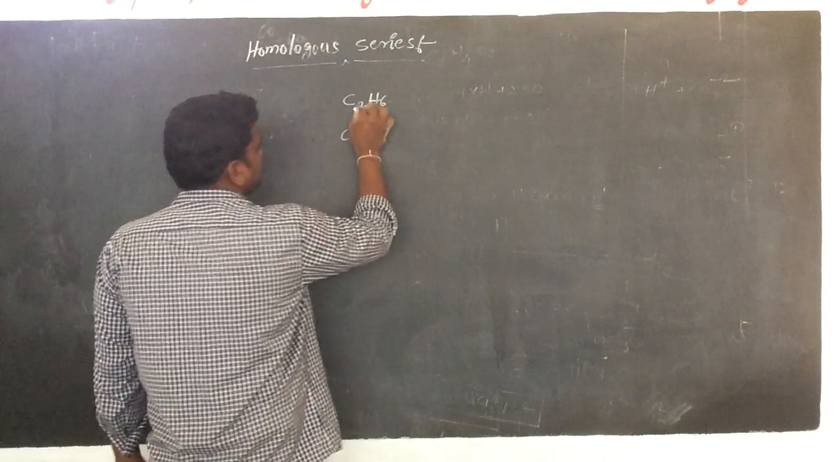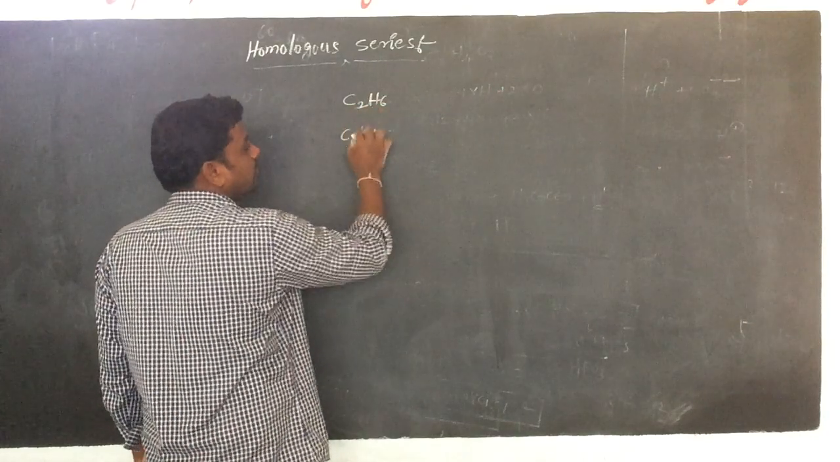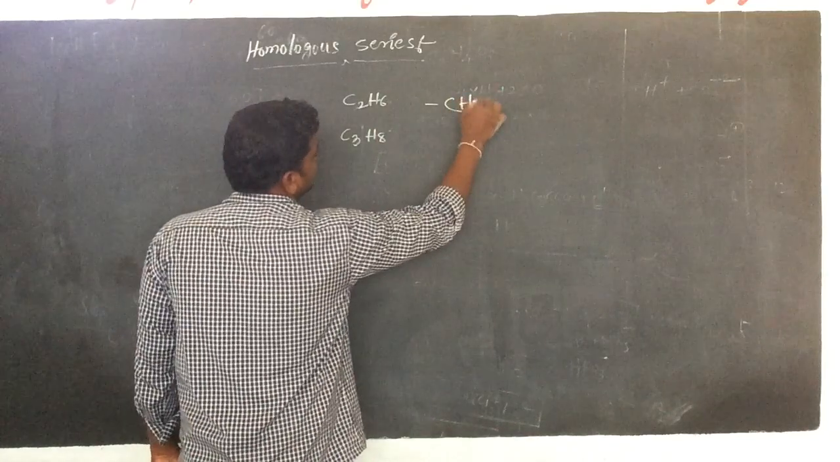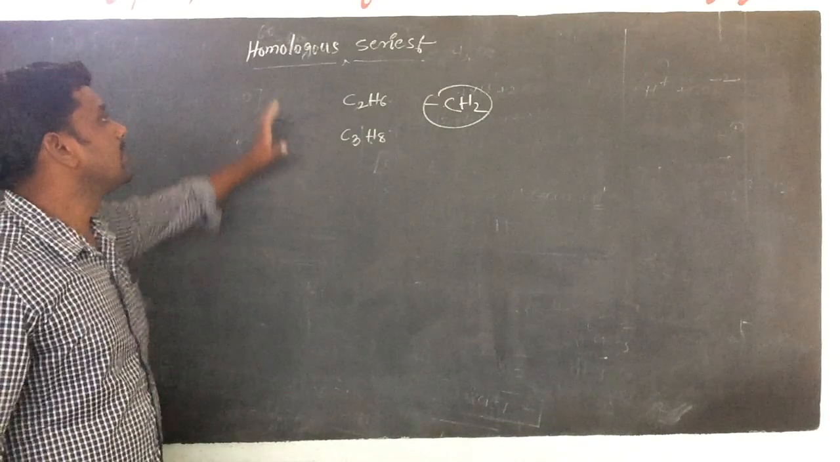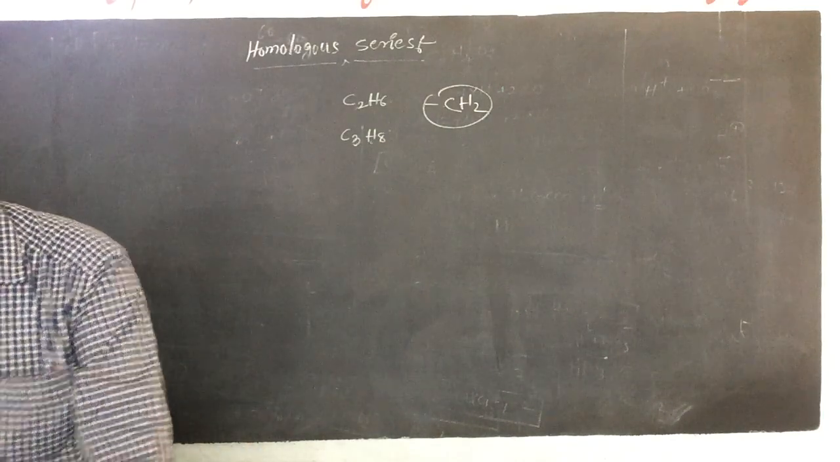If you write like this, how many carbons are different between the two compounds? 1. How many hydrogens are different? 2. So CH2. These two compounds differ by a CH2 functional group. That type of compounds are called homologous series compounds.